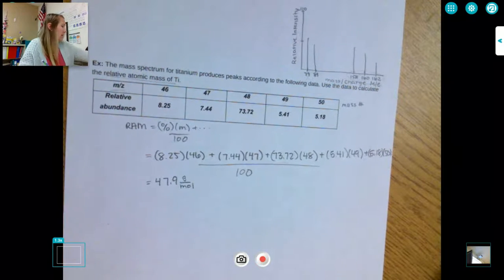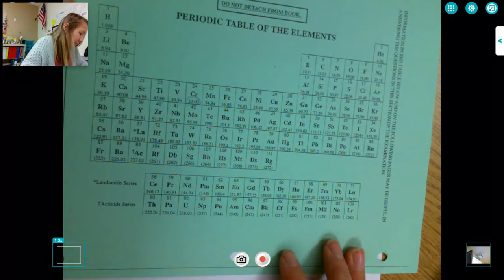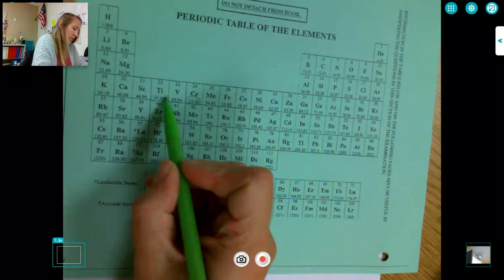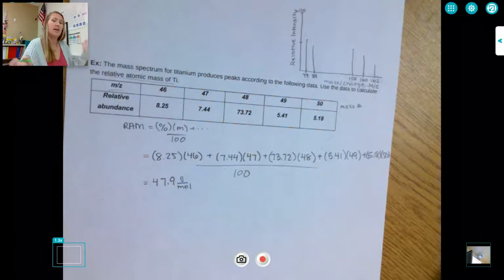And I could double check that by looking at the periodic table. I cross my fingers that it matches. Titanium, 47.9. 47.9. I have done it correctly.